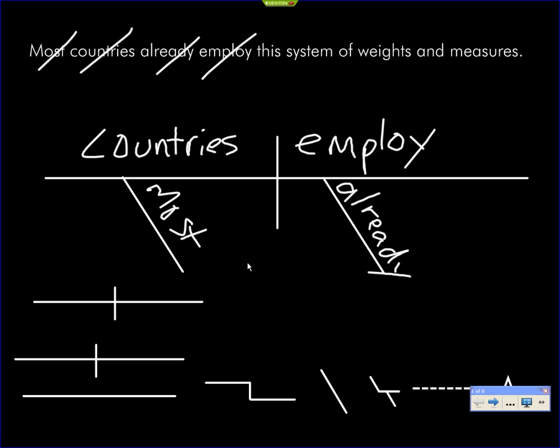And if you take a look at the examples in the Warners, you'll see that all of them represent that basic structure. So I have told the reader of the diagram that my simple subject is countries, employ is my simple predicate, I have an adverb modifying employ, and I have an adjective modifying countries.